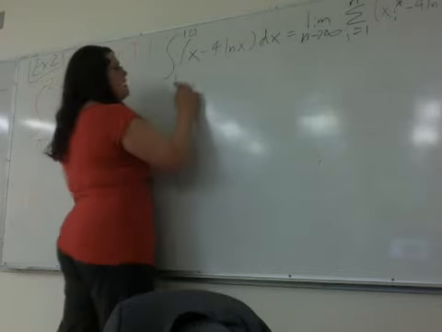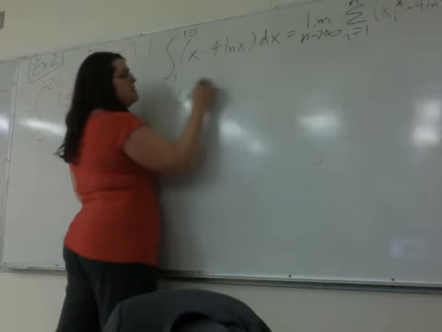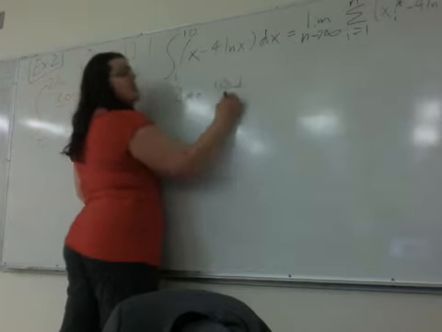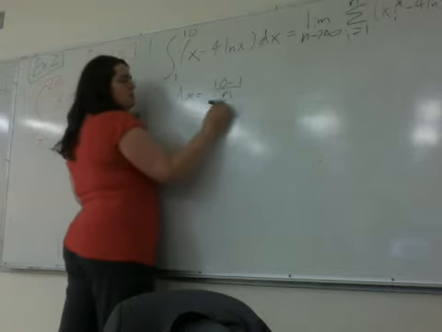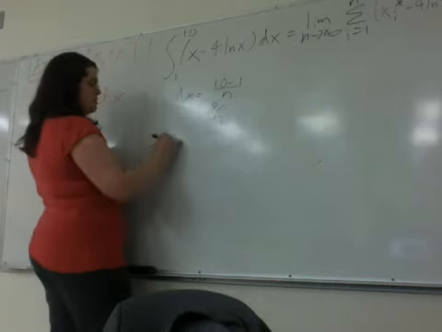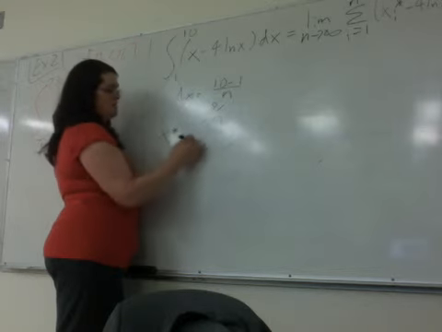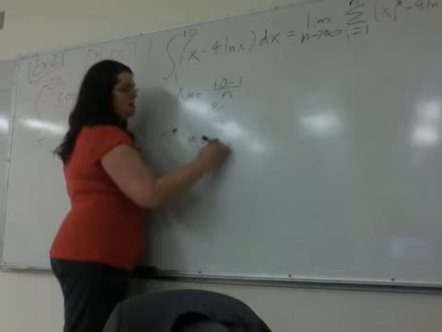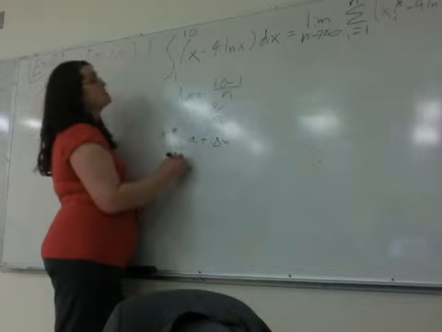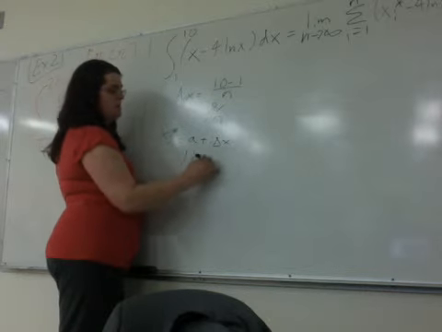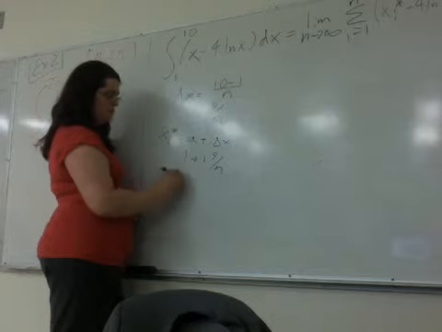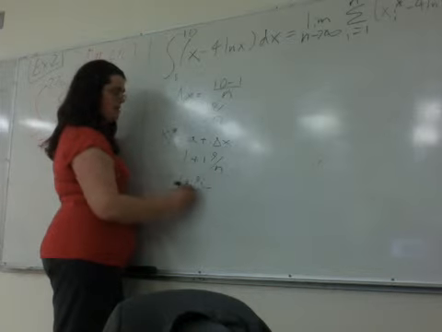Then I need to figure out what delta x is. Delta x is b minus a over n, which is 10 minus 1 over n, which is 9 over n. What is xi star? Xi star is a plus i delta x, which is 1 plus i times 9 over n, which is 1 plus 9i over n.